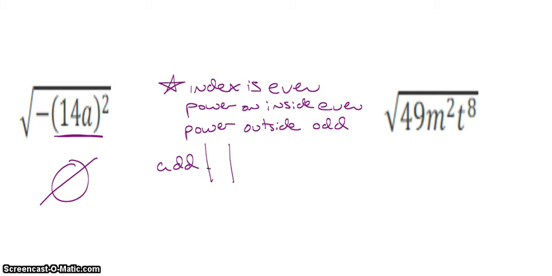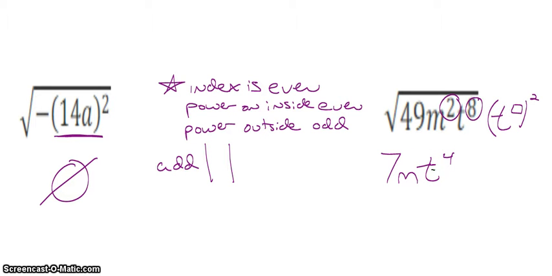So let's take a look at this one, for example. I do have an even index. I have an index of 2, it's understood. I have even powers on the inside. Square root of 49 is just 7, that doesn't cause me any issue. Square root of m squared is m. Square root of t to the 8th is t to the 4th. If you want to think, alright, what power to the squared would get me that 8, it's going to be that 4, if you want to reverse engineer it.